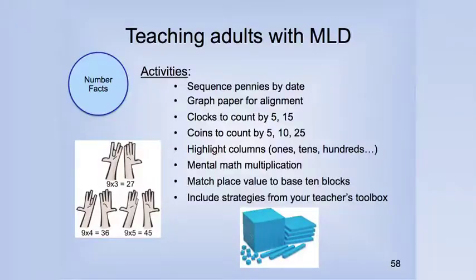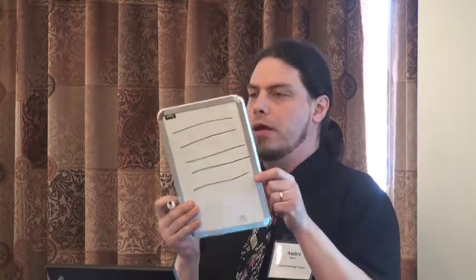So some activities that you can use in the world of number facts: get familiar with numbers by getting a bunch of pennies, or maybe I should change that to nickels, and just arrange them by date. Just seeing the numbers in order can really help someone with a low understanding of the number facts. Using graph paper for alignment, and in the first session that we did this, someone also suggested that regular old line paper can become graph paper by turning it sideways.